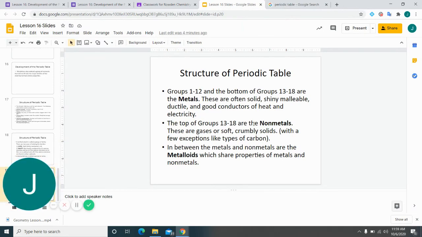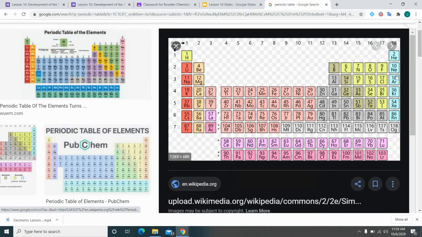And then above the shaded area are the nonmetals. So all this yellow and light blue are nonmetals, and then the metalloids are these right here. So you have the metalloids right in between the metals and nonmetals. If we were in class, I would give you your own copy of the periodic table, and you would be labeling and shading in and coloring this stuff.